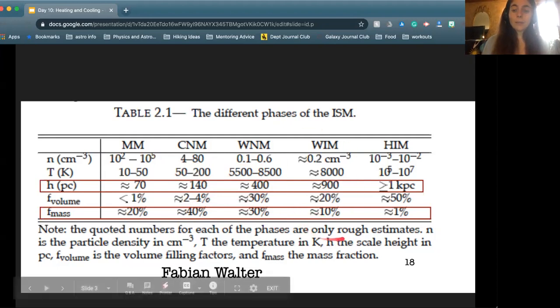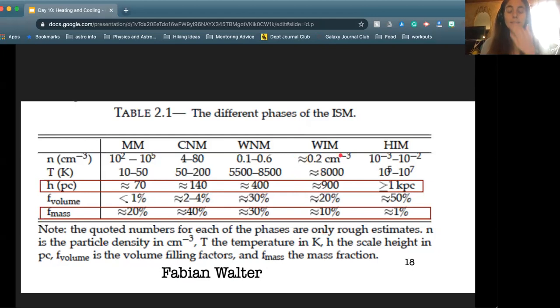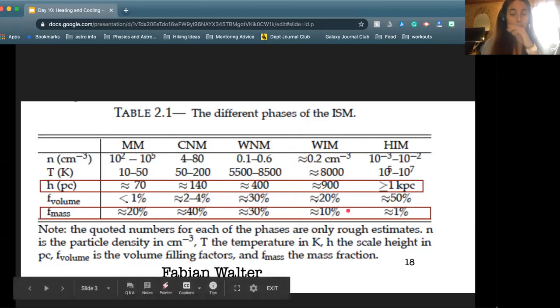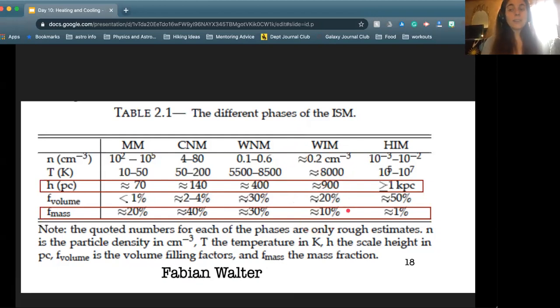Fabian Walter does not split his warm ionized medium into two. This is where we differ, but it's the same kind of idea. Warm ionized means our hydrogen is all or mostly ionized. I split it up into two components, the diffuse and the H II regions. We're at really low densities, really high temperatures, and about 20% of the volume in the ISM and about 10% of the mass. This is the diffuse ionized gas, and then the H II regions are around areas of star formation, which we talked about also earlier in the semester.